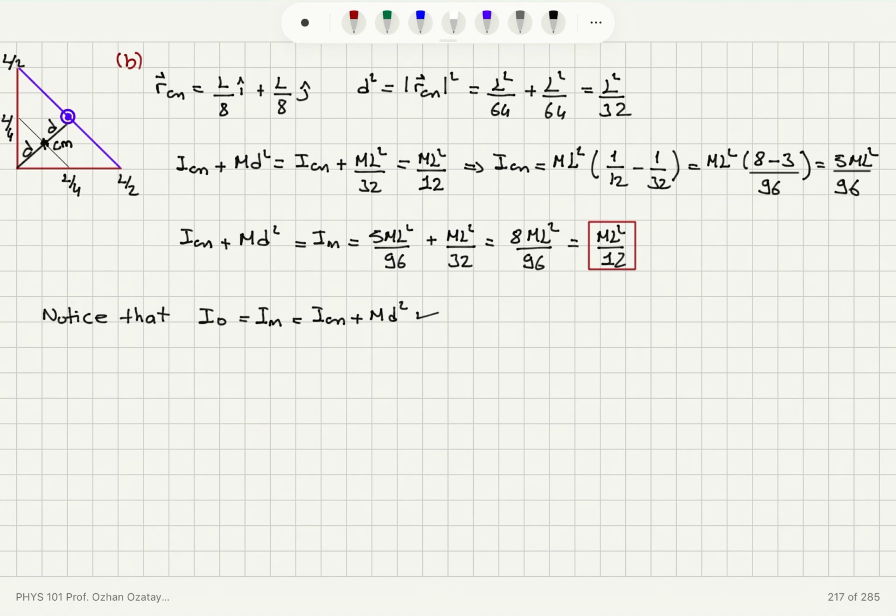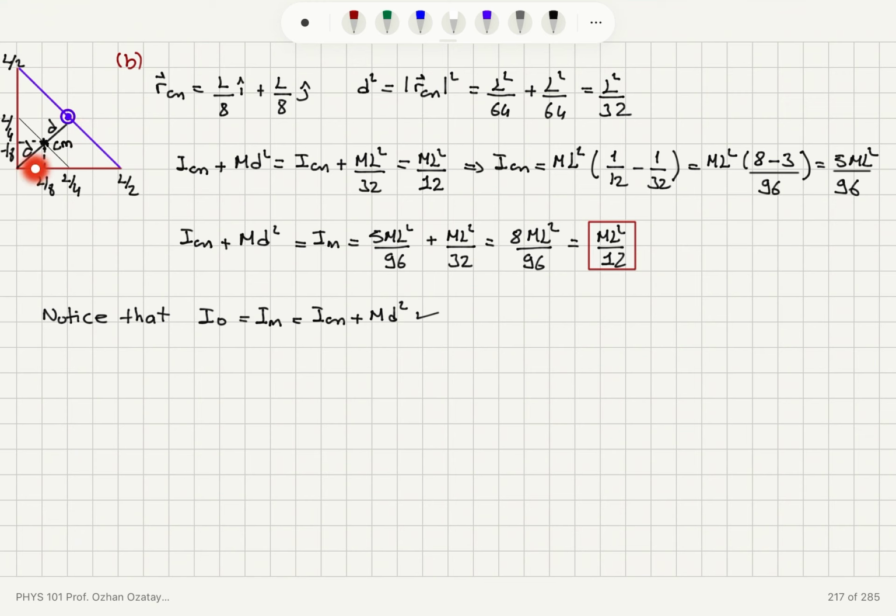Then we notice that the center of mass of this line would be at the midpoint of the line connecting the centers of the two segments. That would be at a location L over 8 on the x-axis and L over 8 on the y-axis. So our center of mass is like that. You can see that this is at a distance d from the joint point. It's also at a distance d from the midpoint of the line connecting the two ends.